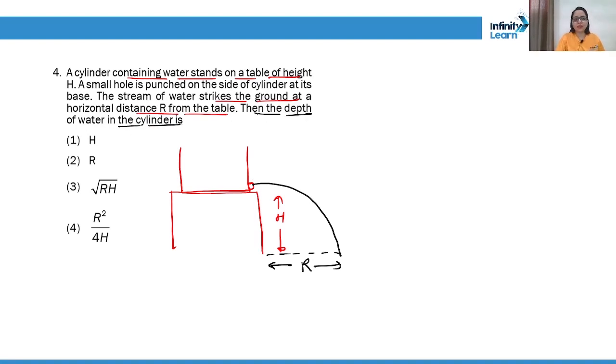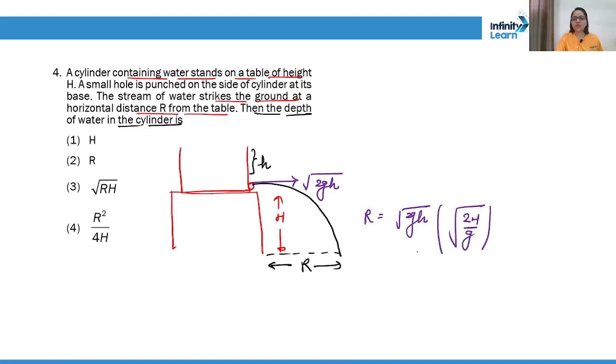Then the depth of the water in the cylinder is, let's say, h. Then according to Torricelli's theorem, the speed of the water coming out of this hole will be under root 2gh, right? So range is under root 2gh, velocity into time, so time is under root 2H by g. Okay, so let's square on both the sides. If you square on both the sides, so r square will be 2gh into 2H by g. This g will cancel this g, so we have small h is equal to r square divided by 4 times capital H, and this will be the height of the water in the cylinder, which is option 4.